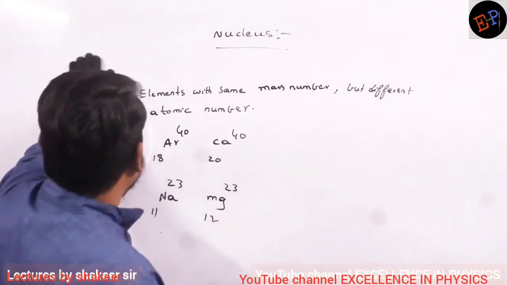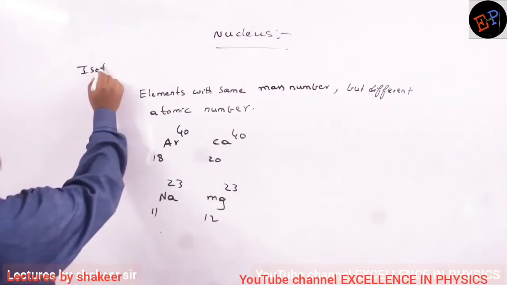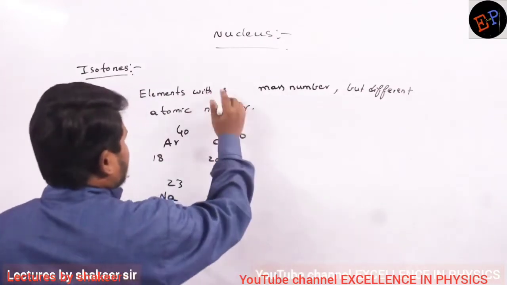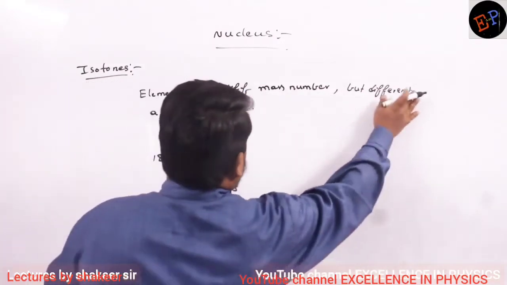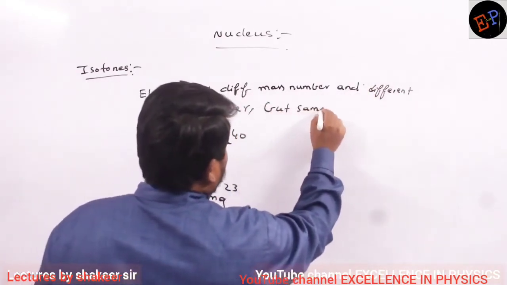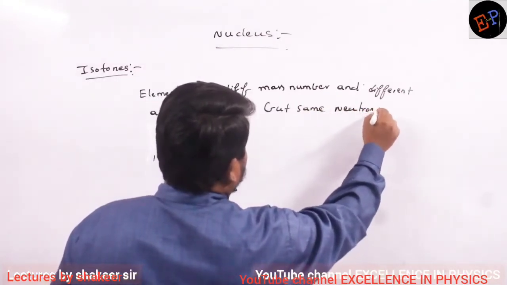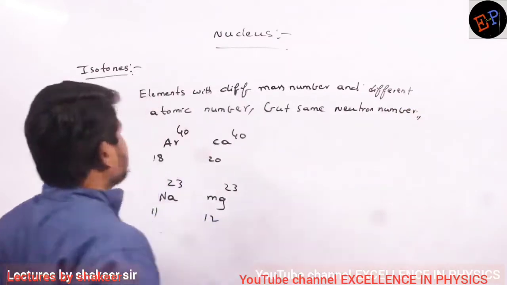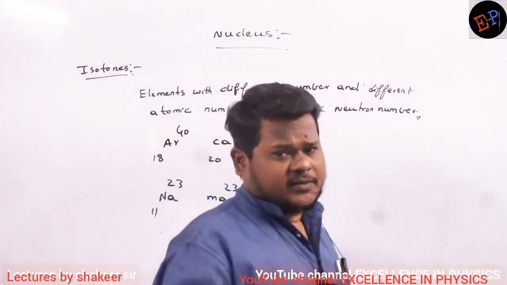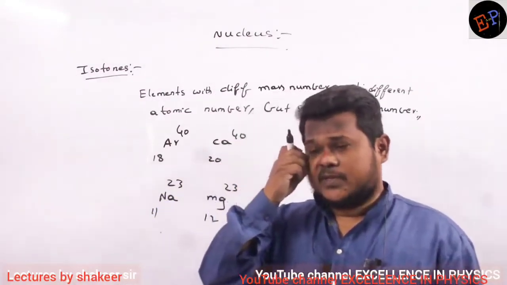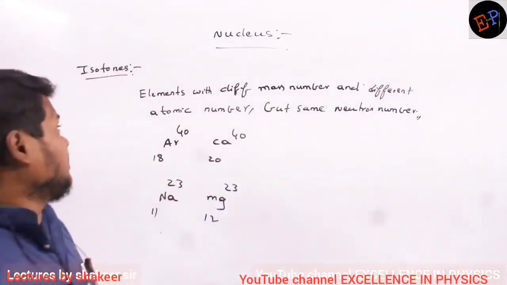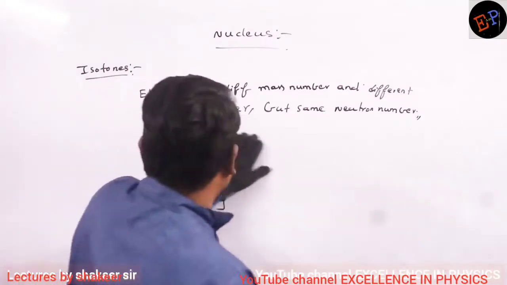Okay, that's it. So next we study the third type of element, which is called isotones. Clear? Isotones means what? Elements with different mass number and different atomic number but the same neutron number. So this type of elements we can call isotones. Mass numbers will be different, atomic numbers will be different, but the number of neutrons will be equal. That type of element I can call isotones.